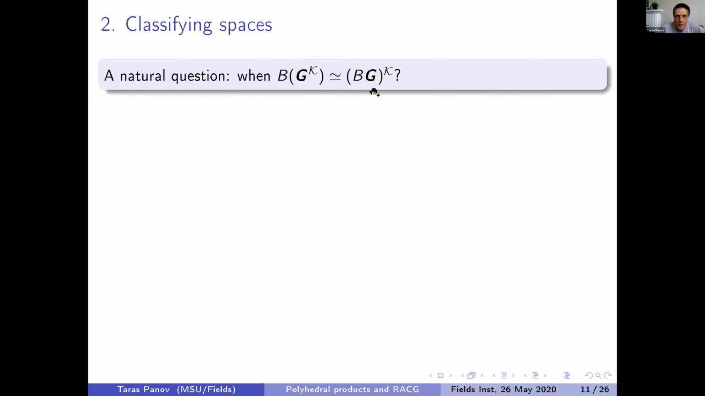How this graph product relates to the polyhedral product. Namely, you can form the graph product and then you classify it, or you can classify each group and then take the polyhedral product. And when those two things agree. Of course, because this polyhedral product depends on the whole simplicial complex K, whereas this graph product depends only on its one skeleton, you cannot expect this to be true in general.